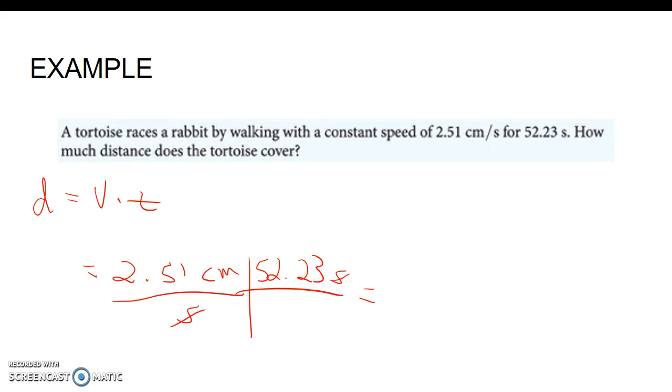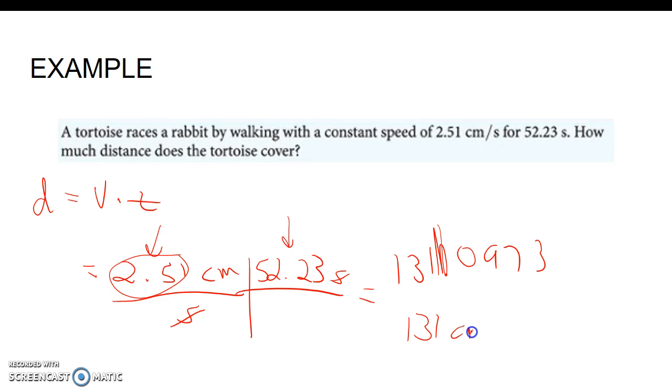And I do the handy dandy math with this. 2.51 times 52.23, and I get 131.0973. This has 3 sig figs, this has 4. I want to round to 3 sig figs, so I want to round here. My answer is 131 centimeters, because I'm rounding to 3 sig figs.